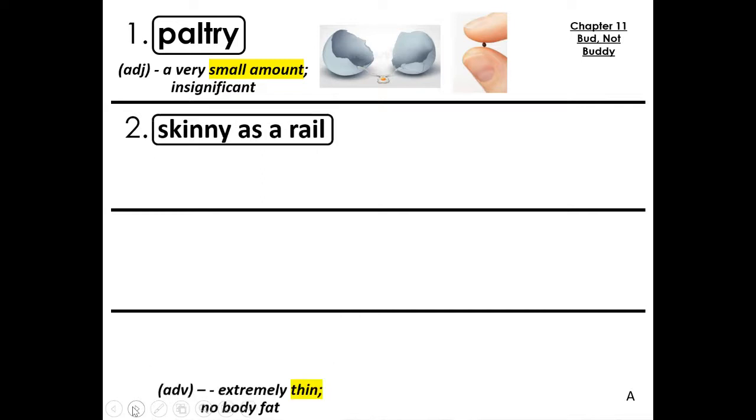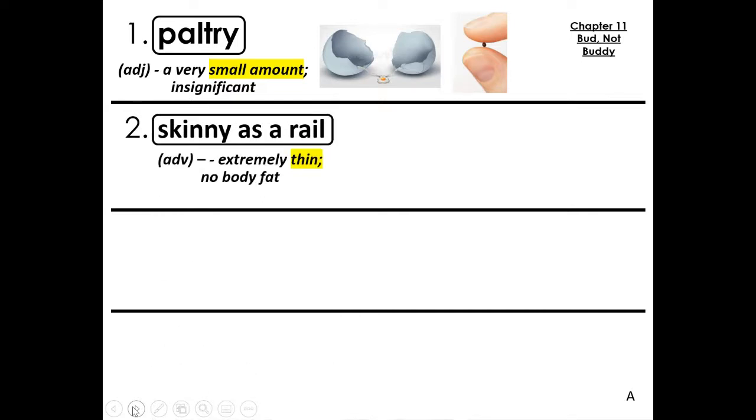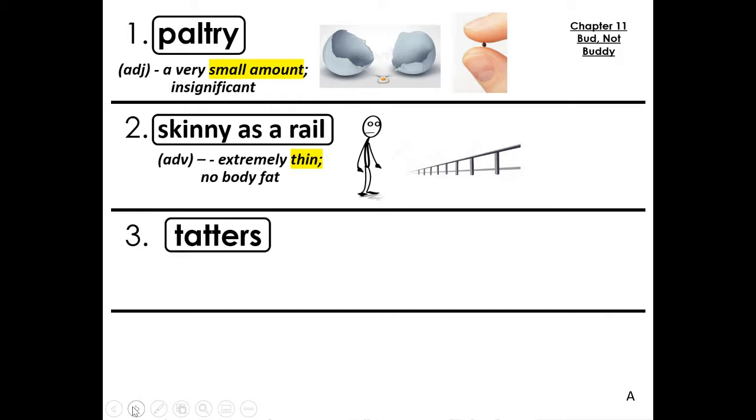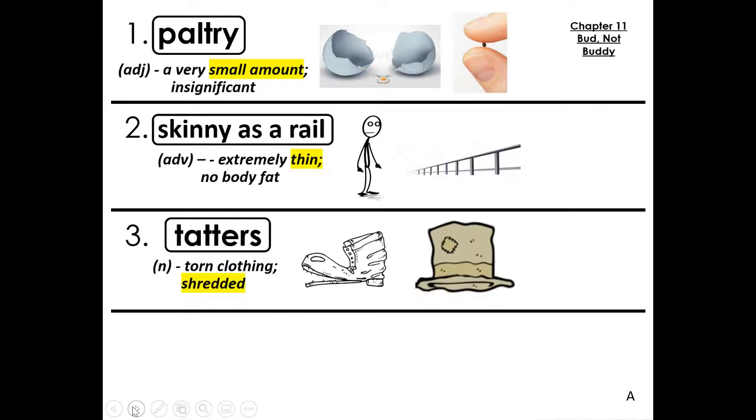2, skinny as a rail, extremely thin, no body fat, skinny as a rail. Also put B for Bud next to skinny as a rail. 3, tatters. This also describes Bud. His clothes were in tatters. I would put B for Bud next to tatters.